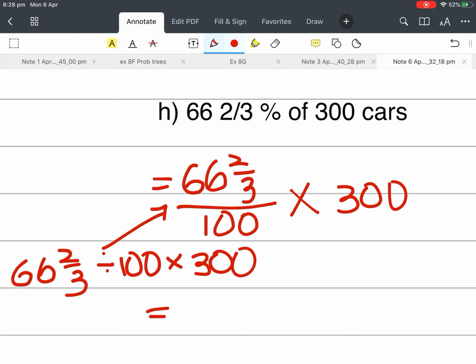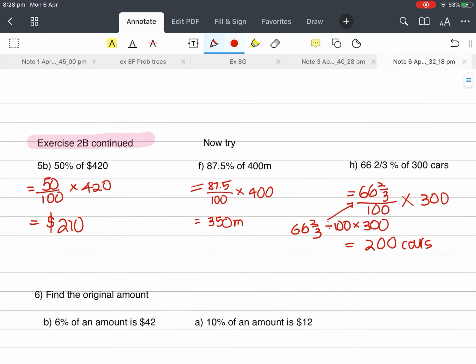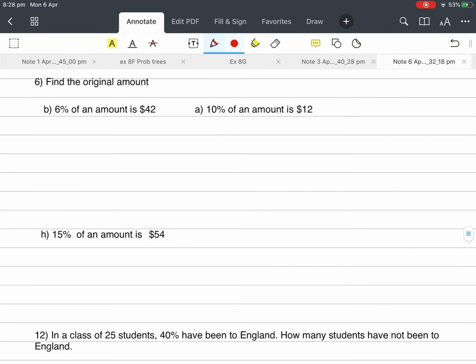So now arrow across if you've got the Casio so that the cursor is in the middle, and now divide by 100 on both the Sharp and the Casio. Then do the final calculation, times by 300, and you should get an answer of 200. So 66 2/3% of 300 cars is actually 200 cars. Okay, now question 6. Let's try some harder ones.